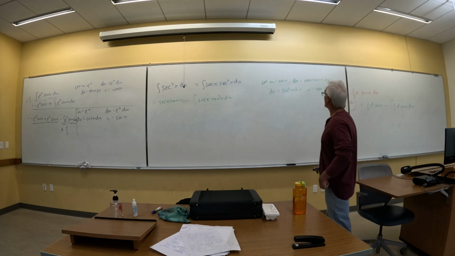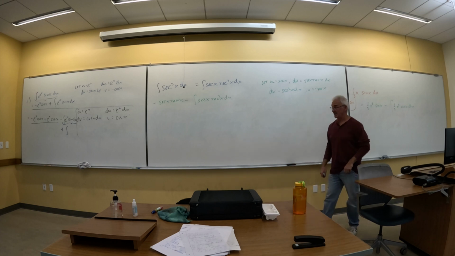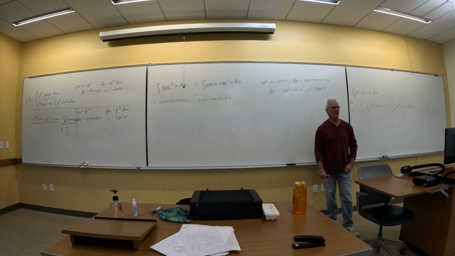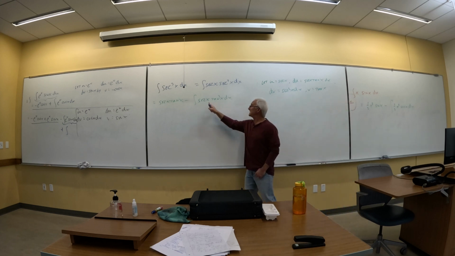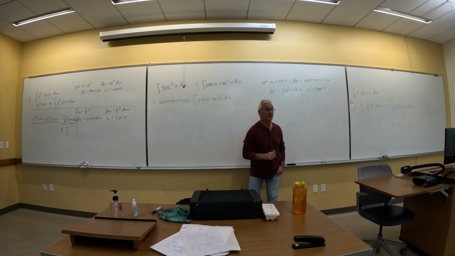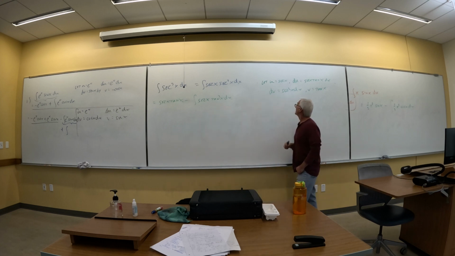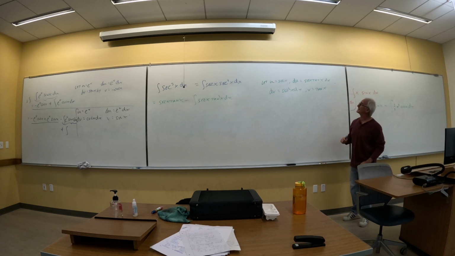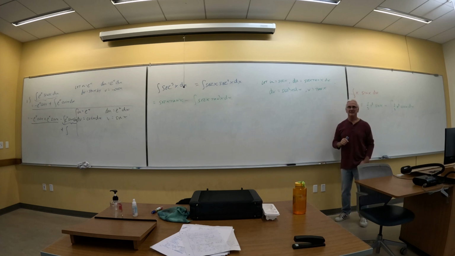Well, I could let u be secant x like I did before and let dv be tan squared, but that doesn't look like one that I know. I could manipulate it: secant tangent is something I know, agreed? So I could make the dv be secant tangent, and then the u would just be tangent. But will I be undoing my work if I do that? So maybe that's not the way.